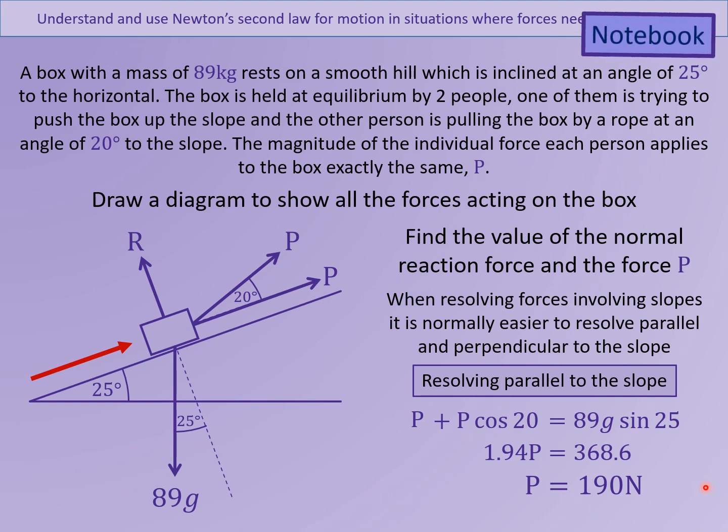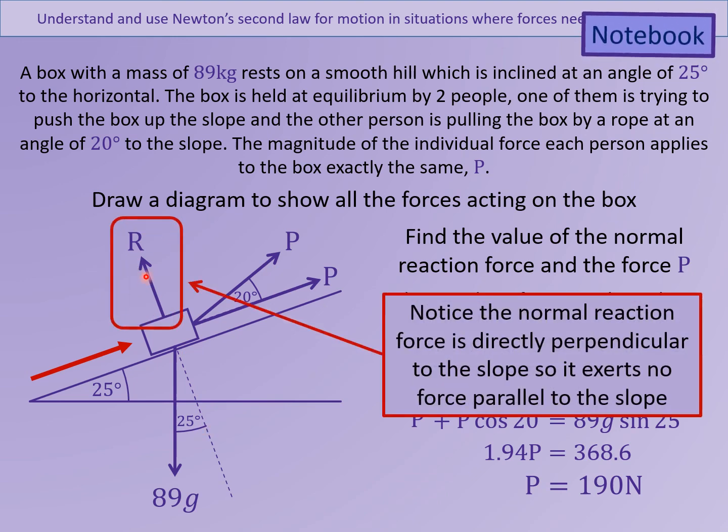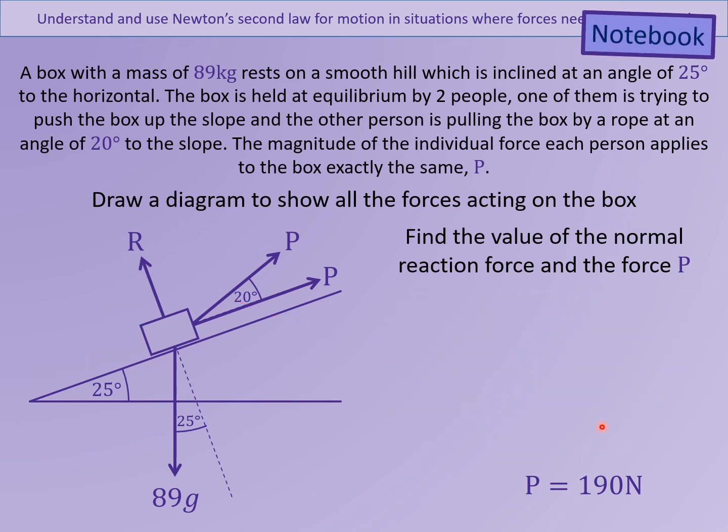So you've calculated what force must have been pulling that box to keep it in equilibrium, by those two people. If you need to work out the normal reaction force, it's unlikely you will, but if they want you to work out the normal reaction force, you could do that now. Because now you know what P is, and you resolve perpendicular to the slope. So let's have a quick look at that.